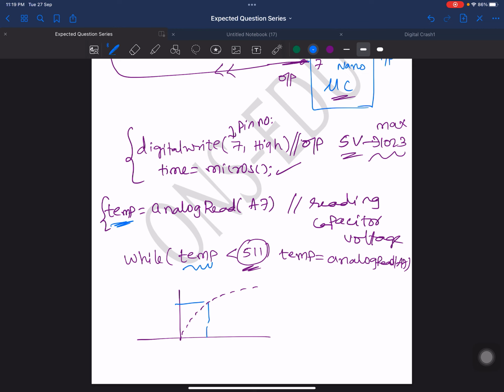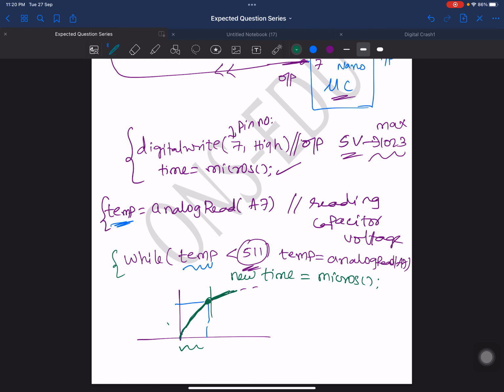So in this region my while loop is running. Once I cross this region, the while loop will break. I'll now take the new time, equal to micros, which is an inbuilt function.